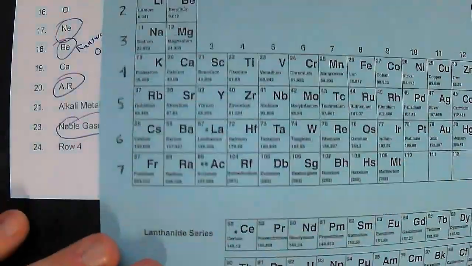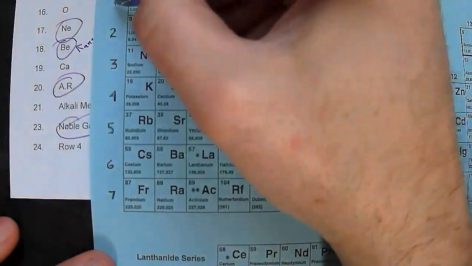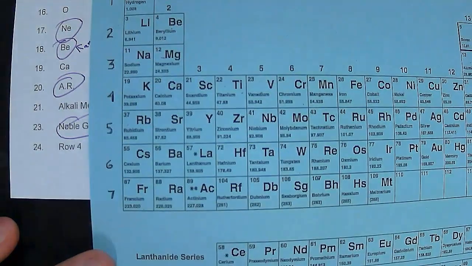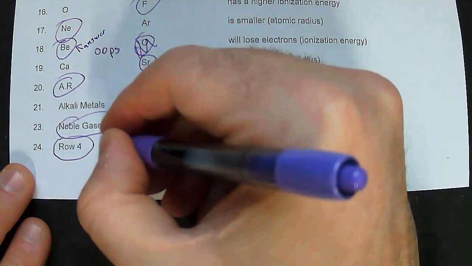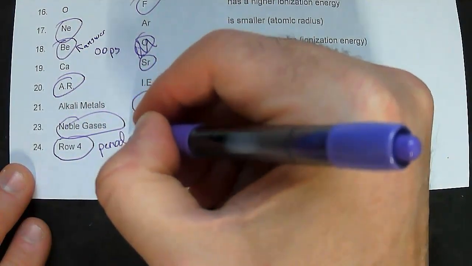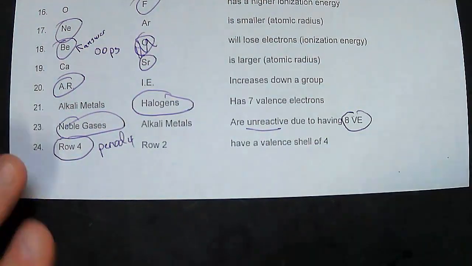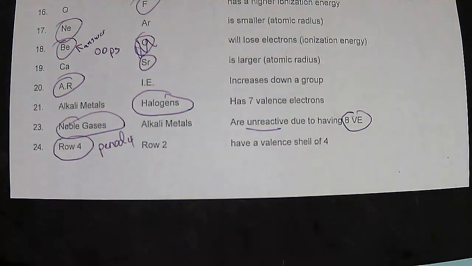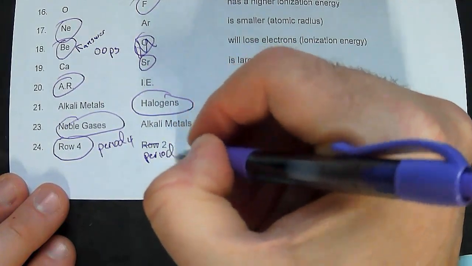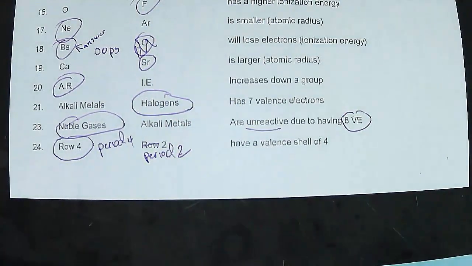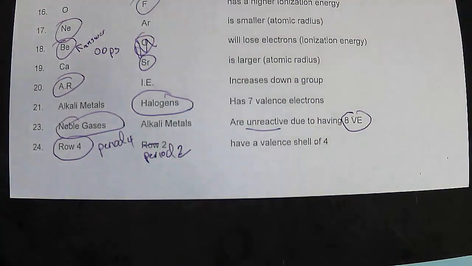And remember, the valence shell is determined by which period the element is in. So the valence shell for this is row 4 or period 4. I probably should make that a little bit better. Okay, it could be period 4. This should be period 2. Okay, so there we have it. That's the trends worksheet.